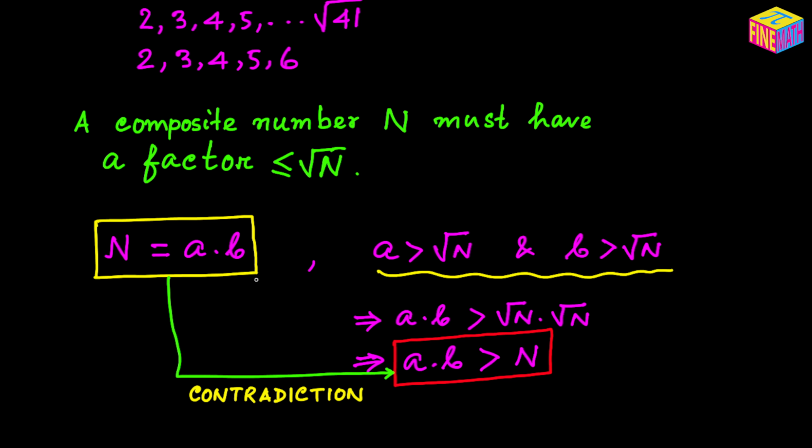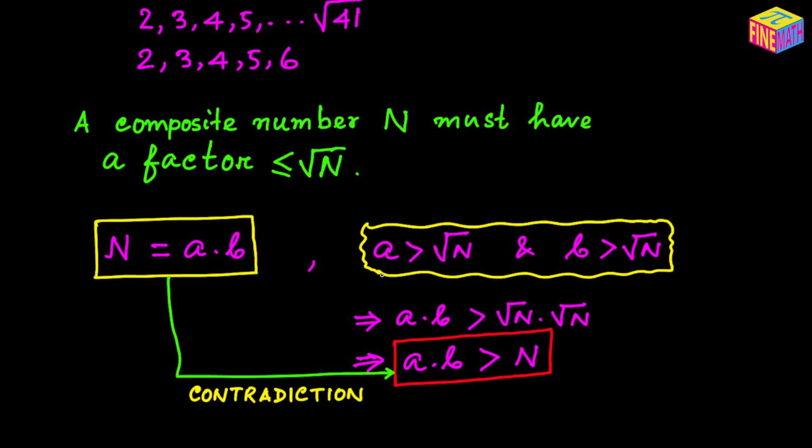Now, what were our assumptions? Well, n equals a times b, that was an assumption, and also we had this other assumption where we assumed that a is greater than square root of n and also b is greater than square root of n. For those two assumptions, we now come to a situation where a times b is greater than n, but we assumed that a times b is equal to n. So this is the contradiction.